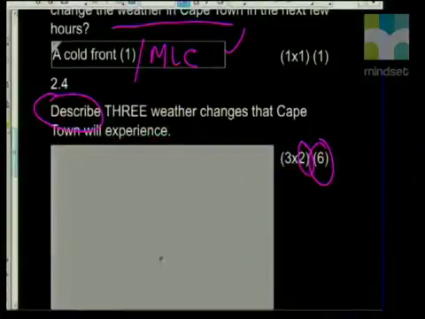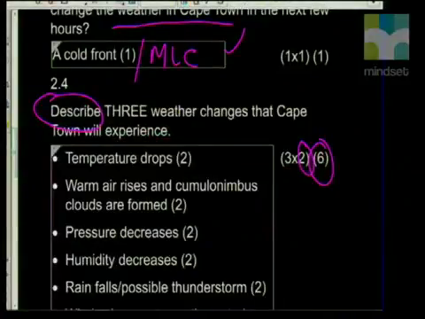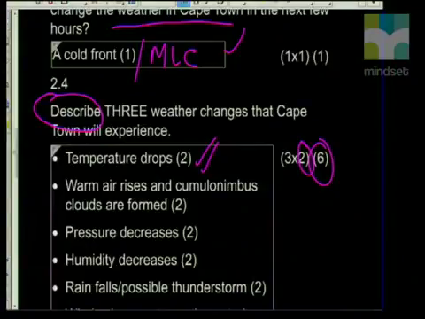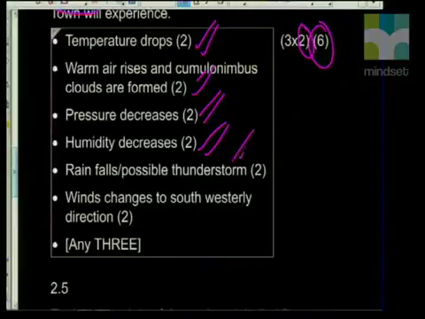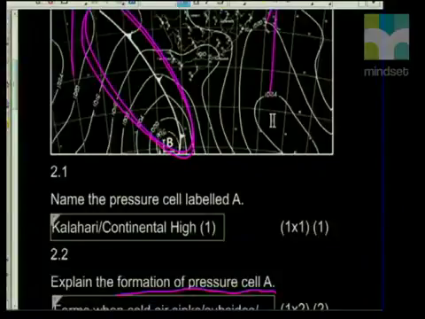There will be a decrease in temperature, increase in wind speeds, all right, a cloud cover, precipitation, as shown down here. See, temperature drops, and we've got it here. Warm air rises, cumulonimbus clouds form, pressure decreases, humidity decreases, rainfall, possibility of thunderstorms, or you can write the word precipitation. Winds change to southwesterly because that's where it's coming from. Can you see it? It's coming from there, so the winds blow in from there.